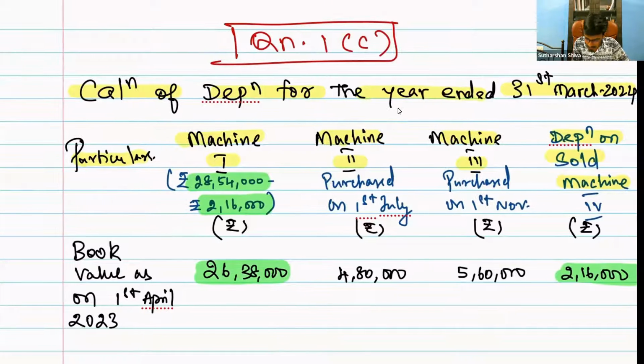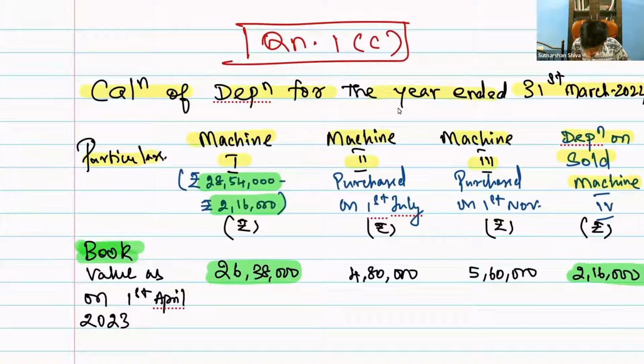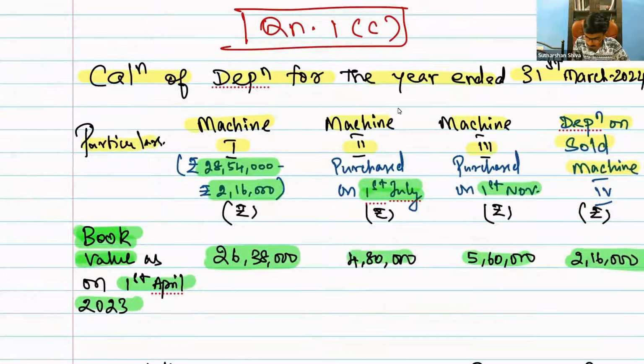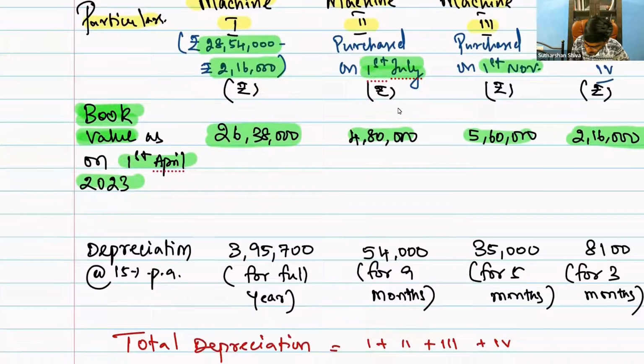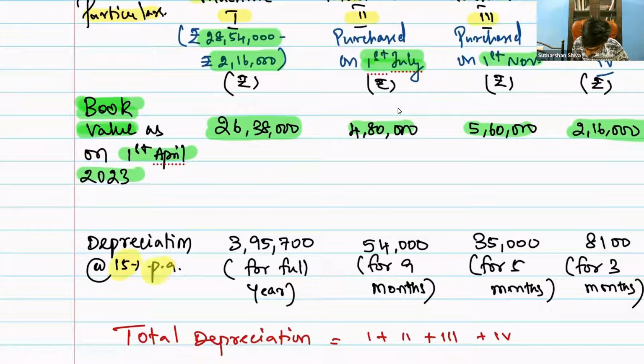Okay, this is the book value as on 1st April. Then machinery 2 on 1st July is 4,80,000. On 1st November it is 5,60,000. Everything came. Now, what is the depreciation percentage? The depreciation percentage is 15% per annum.